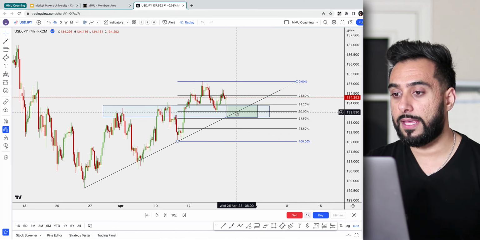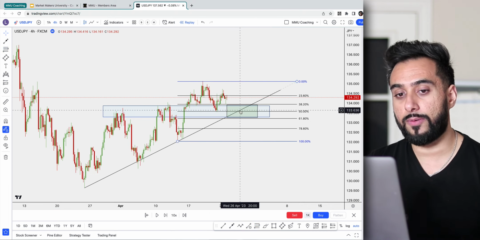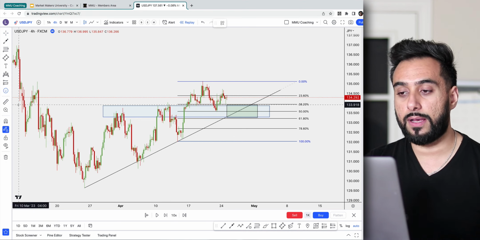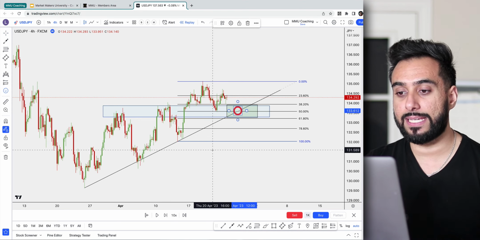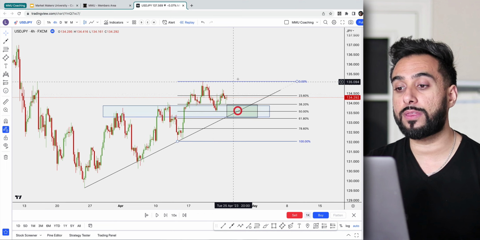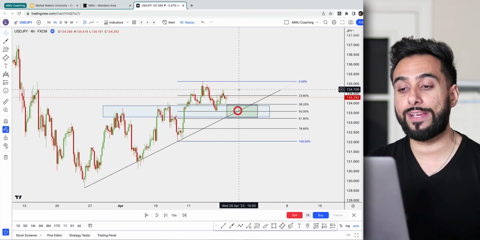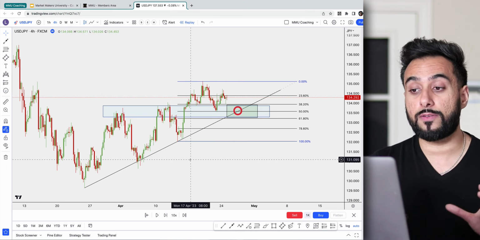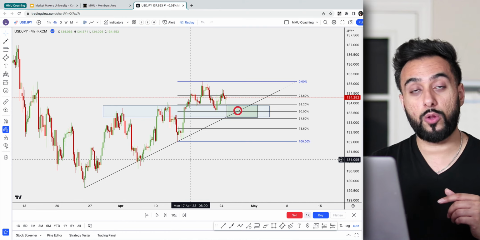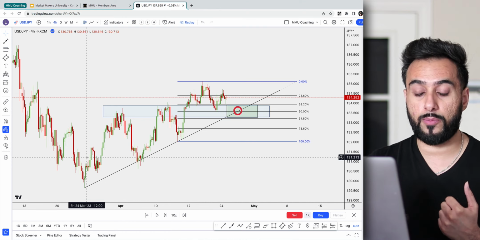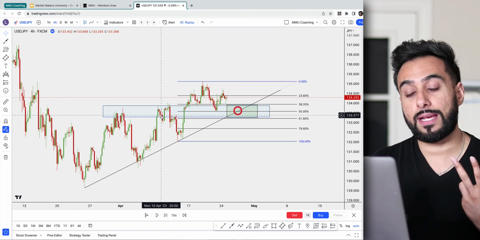We do see the 50 fib is intersecting this area as well. So this area is looking pretty decent for a buy. Again, we're trading with the trend, so this is a continuation trade. To increase our chances of winning this trade, we are looking at price action, which we saw is bullish. We're also looking at technical analysis.